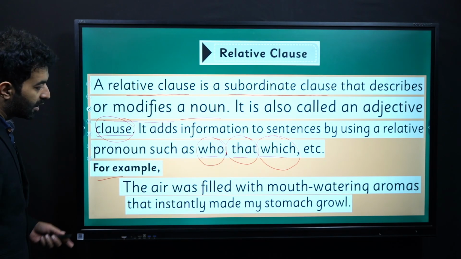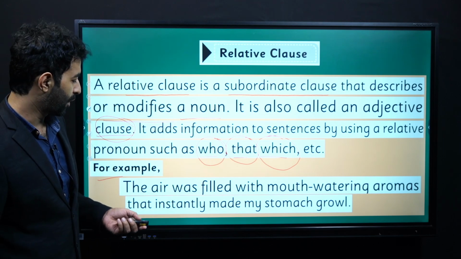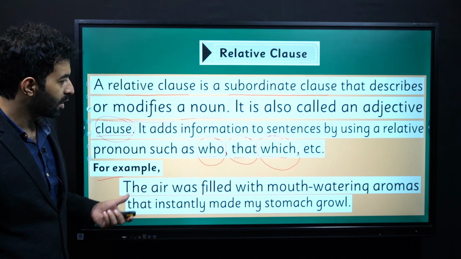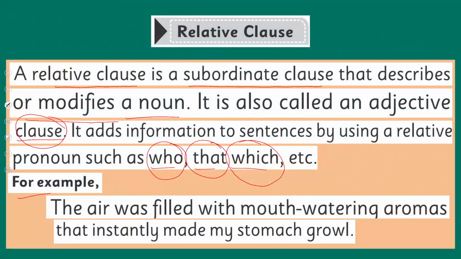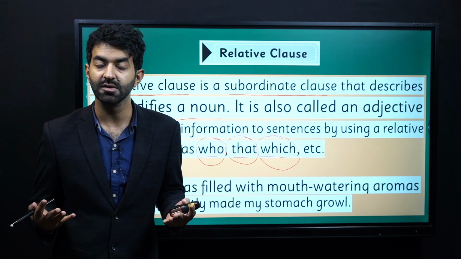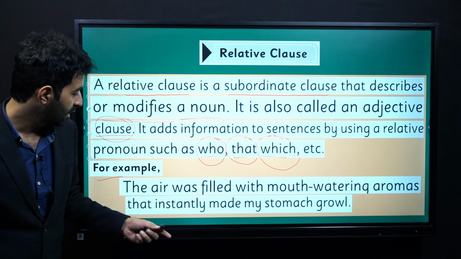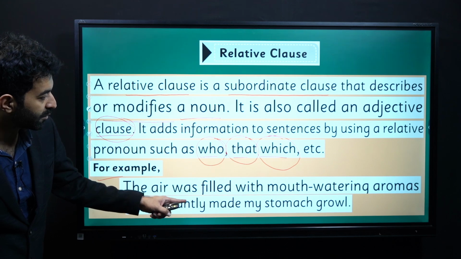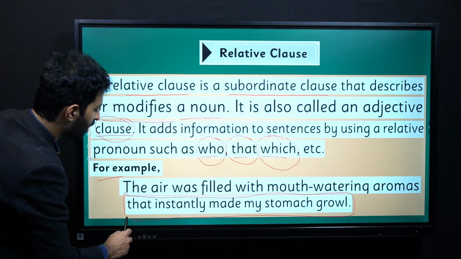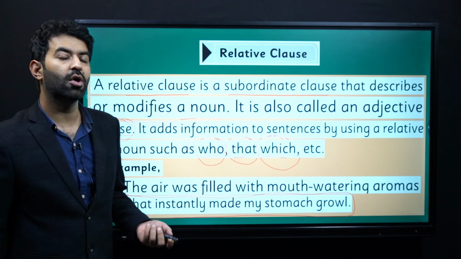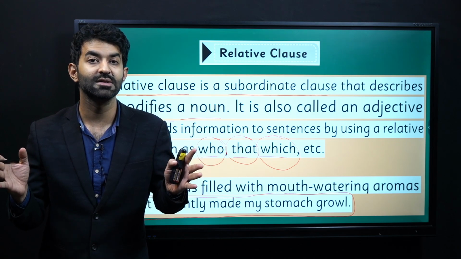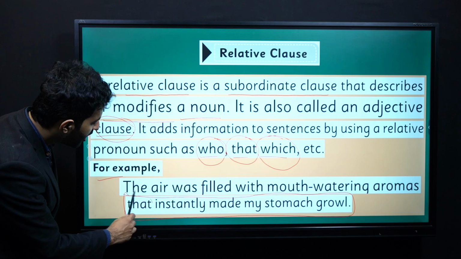For example, the air was filled with mouth-watering aromas that instantly made my stomach growl. Now, the air was filled with mouth-watering aromas. This is an independent clause. It makes sense. It is very much clear. But the next part, that instantly made my stomach growl, this part is the dependent clause. And this is a dependent clause, this is a subordinating clause, but is it a comparative clause or a relative clause? Yes, this is relative clause because we have the word that in it.